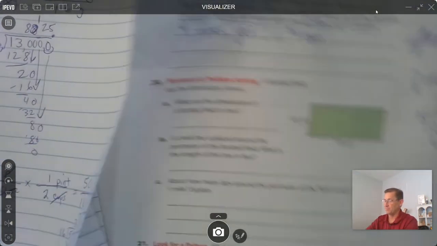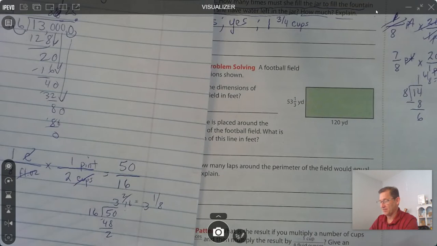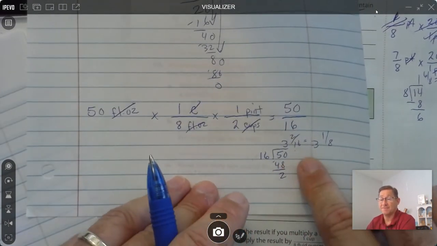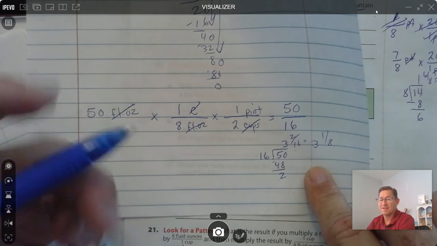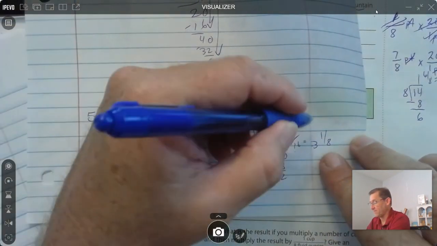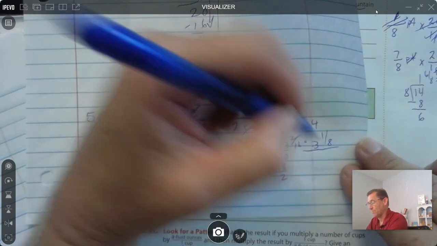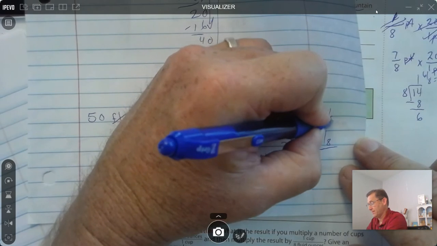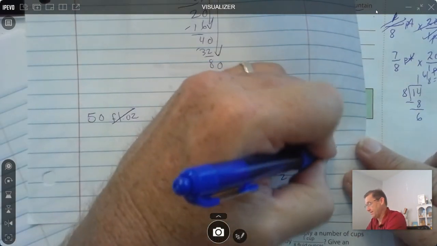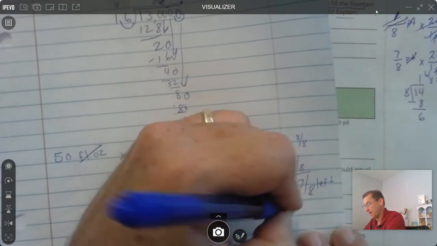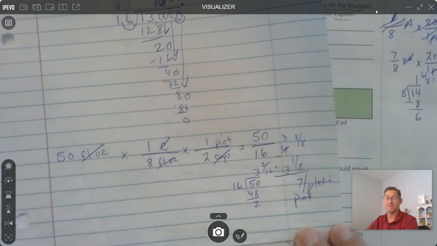Okay, so I was looking at the 3 1/8 that I said it would take to fill the fountain, and I wasn't thinking how much would be left. If I filled it 4 times, 4 minus 3 1/8, well, 8 eighths take away 1/8 is 7/8 left. 7/8 pint would be left.